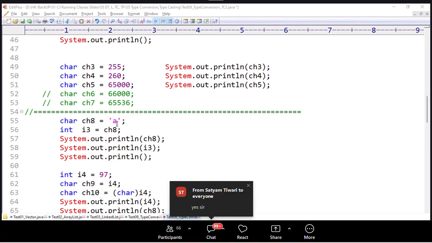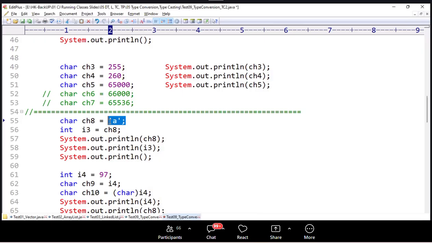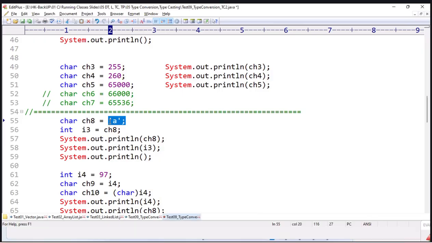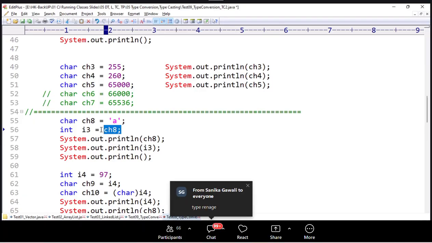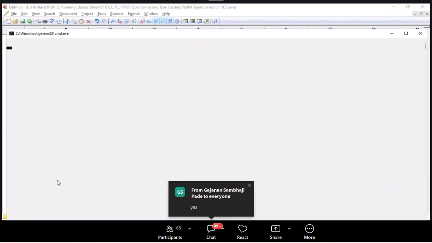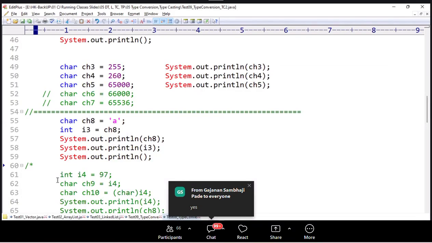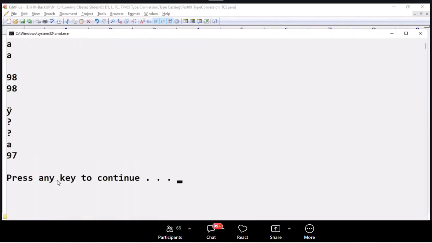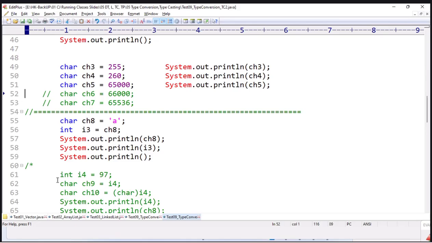Now observe here and tell me, I have taken a char literal. A char literal means it is considered directly. Directly, A can be stored in char. Yes, this is a literal. This is a variable. For a variable, the value is not considered, the variable type range is considered. What is the variable? Char. Char is in the range of int. Yes. Then is it compiled? Yes. Then tell me, what is the value of ch8? A. What is the value of I3? 97. Okay, come on, everyone should answer.